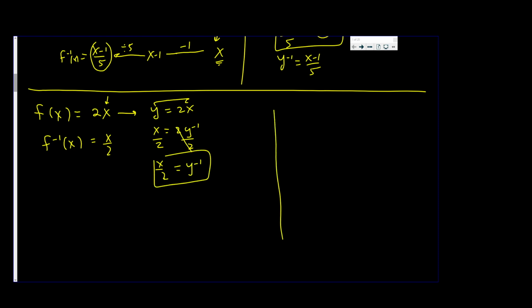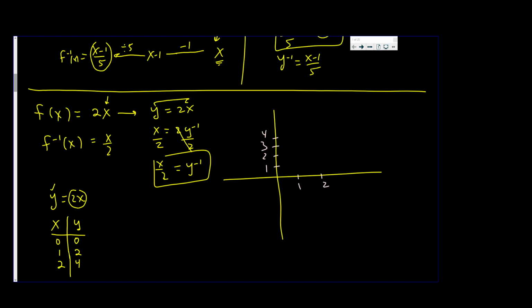Now, if you were to graph these two functions, y equals 2x is just a straight line, and it's easy to get points on it. Pick an x and double it and call it y. I'll pick 0, I'll double it, I get 0. I'll pick 1 and I'll double it, I'll get 2. And maybe I'll pick 2 and I double it and I get 4.